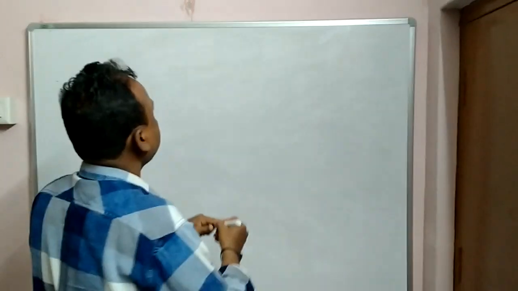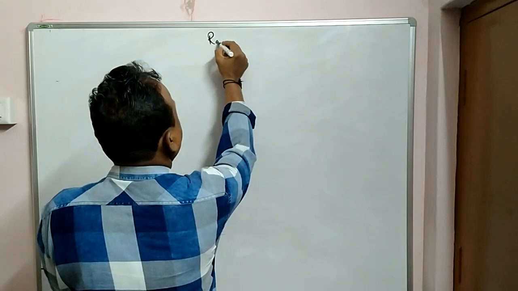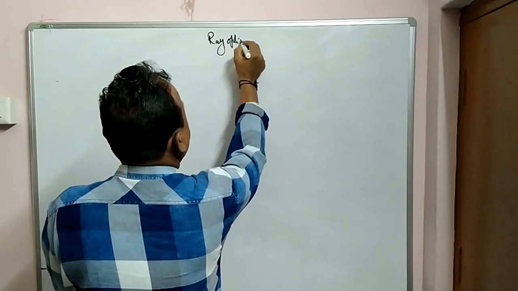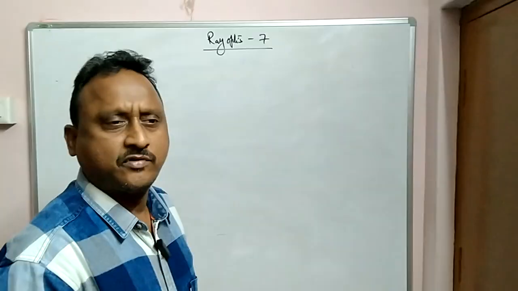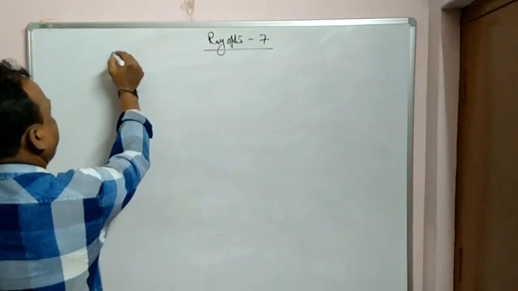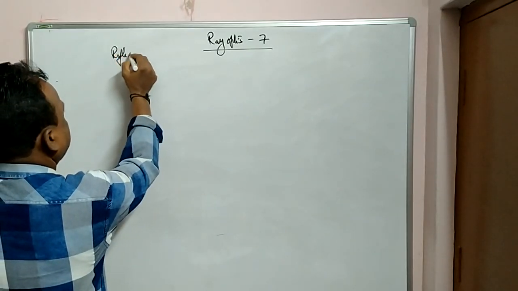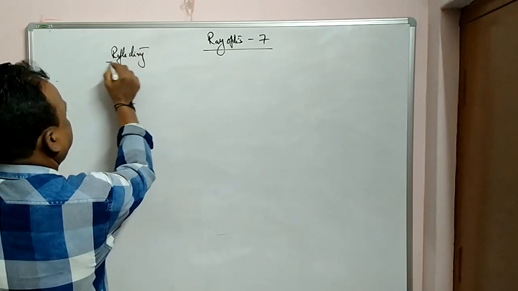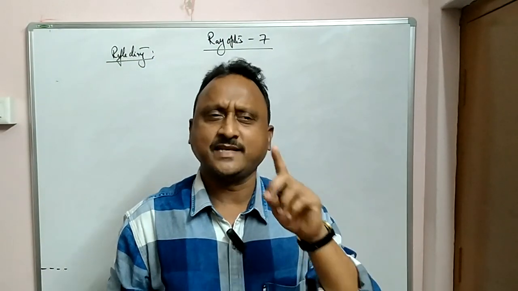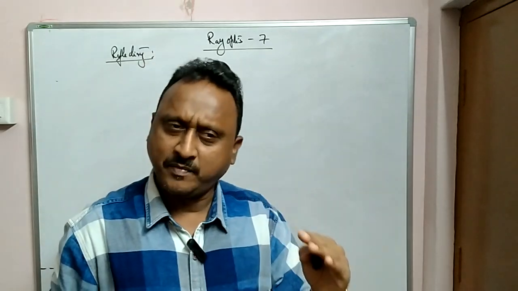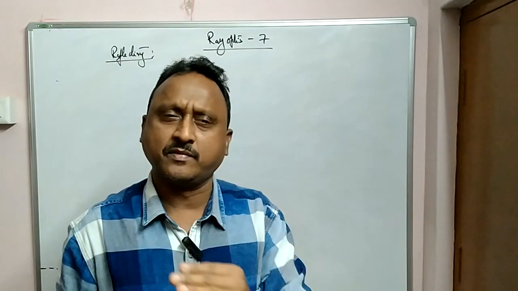Ray optics part 7 this is. So we are left with reflecting telescopes. In the previous video we completed refracting telescopes. One is the astronomical telescope, another is the Galilean. Galileo is deleted from the syllabus.